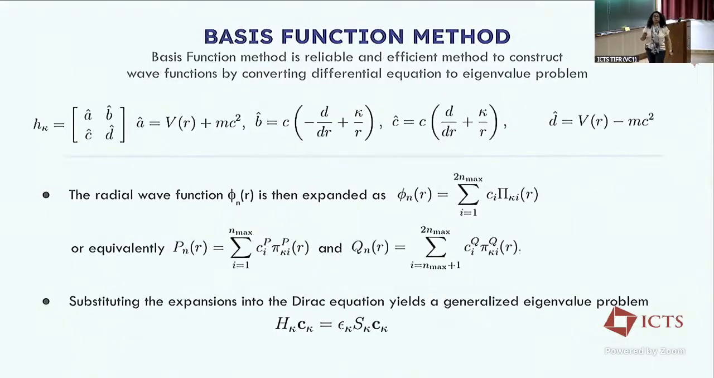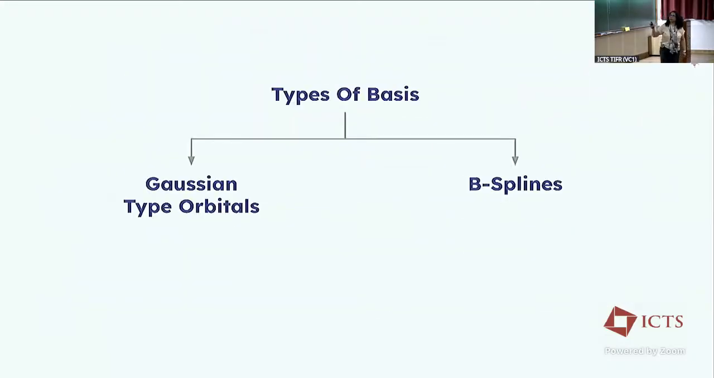So instead of doing the finite difference technique, which is a good technique when it comes to calculating properties for bound states, we use something called the basis function method, and it's a very efficient and reliable method to solve differential equations, where we expand the radial part of the wave function in terms of basis functions. Once we substitute this in our Dirac equation, written in a very compact form here, it yields a generalized eigenvalue problem, which can be solved by using normal linear algebra methods. So right now, the platform has a provision of comparing two types of orbitals.